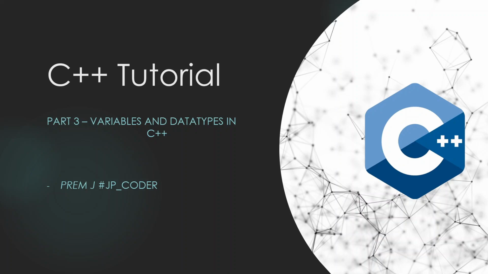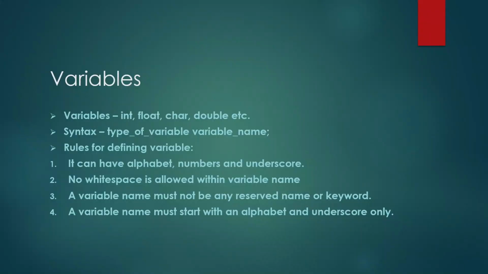In this tutorial, we are going to learn about the variables and data types available in C++. First one is variable. There are four basic variables available in C++, known as integer, float, character, double, etc.